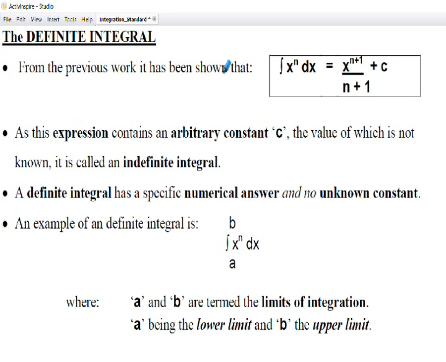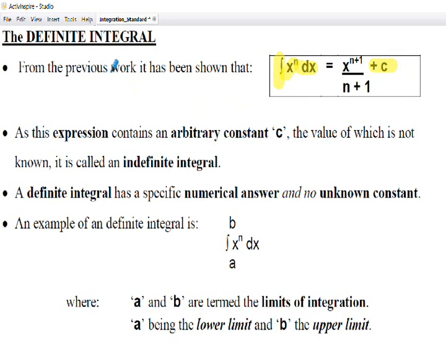Okay, up to now we've only analysed what are known as indefinite integrals, in other words integral of x to the n with respect to x. Indefinite integrals always have a plus c in their solution when we initially integrate them. We can find the c later on, but initially they have a plus c in them.